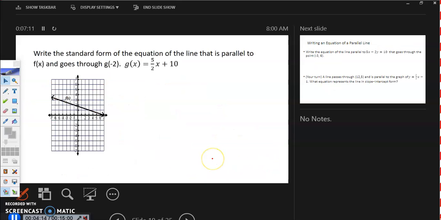All right, so now we're going to take a look at how we see it in a testing situation. We're going to write a standard form equation of the line that is parallel to the graph of f(x), but goes through the point g(-2), when g(x) equals 5/2 x + 10. We know we want to be parallel to f(x), so our slope needs to be the same. So let's find the slope of f(x) and see what it is.